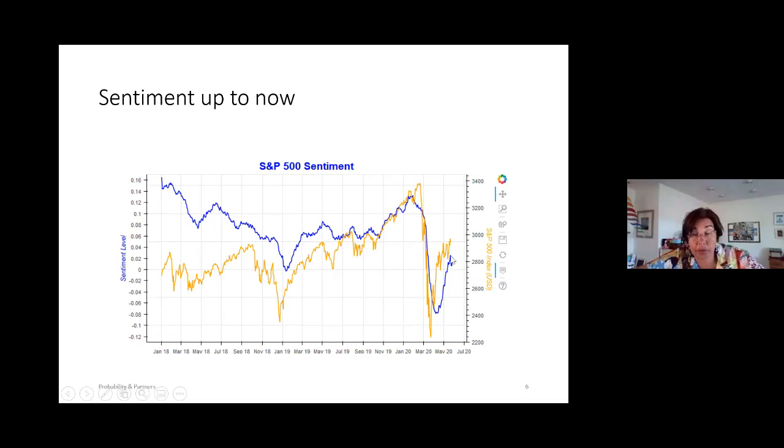So this is up to Tuesday. As you see, the sentiment significantly recovered, and while the decline in sentiment usually precedes the decline in price, the rise in sentiment actually follows the rise in prices. So that's an interesting observation, but it's not a new one for us either.